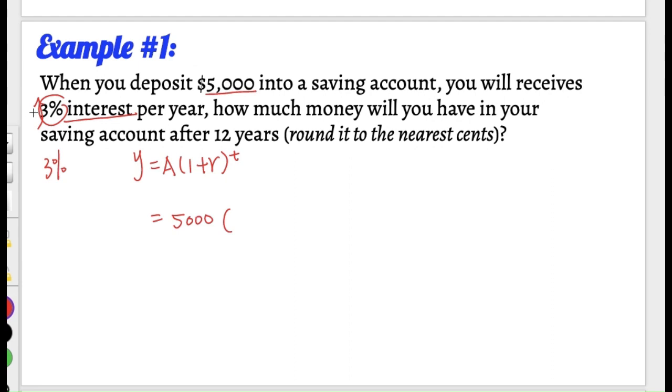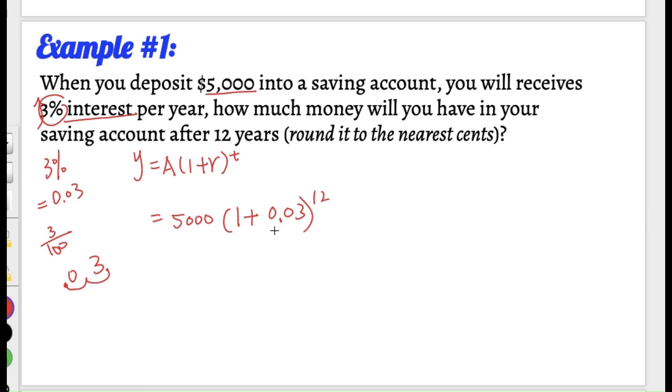But to use it, it's always a good idea to convert it to a decimal, which in this case is 0.03. You can do 3 divided by 100 to get this value, or you can just move the decimal point to the left, and you see here it is 0.03. So it's 1 plus this decimal, and then to the power of the time, which is 12 years, and that's it.